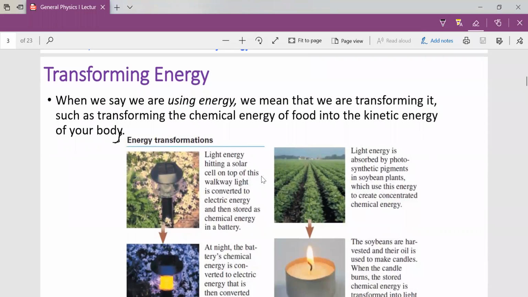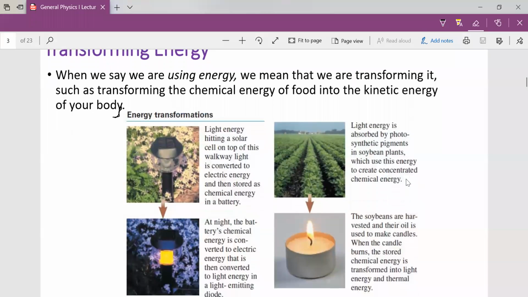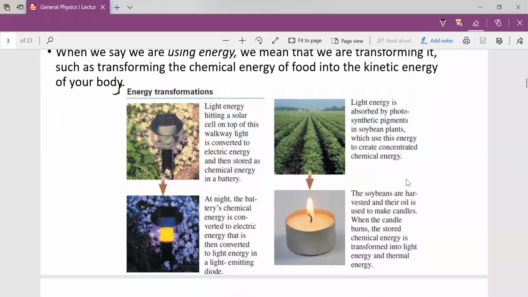When we use the words using energy, we simply mean that we are transforming energy from one form to another. For example, when you eat, the chemical energy of the food is transformed into kinetic energy that your body uses to perform a range of tasks or move. Okay, so we'll look quickly at an example of energy transformation.